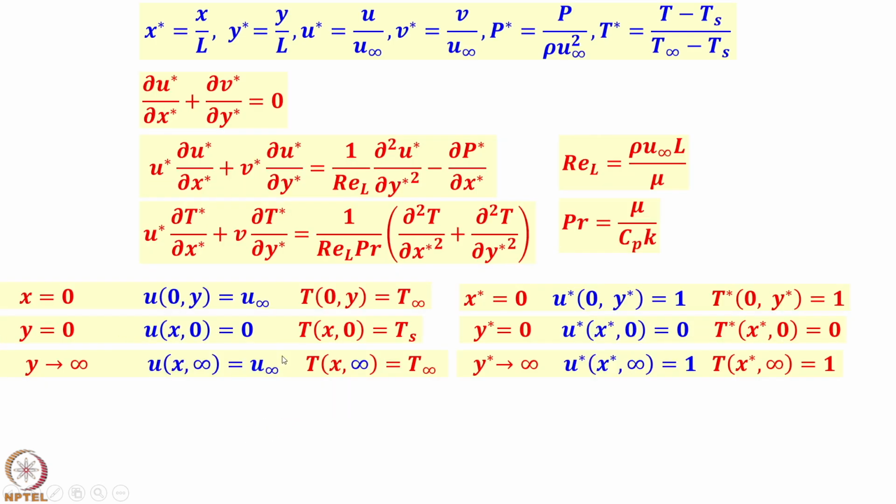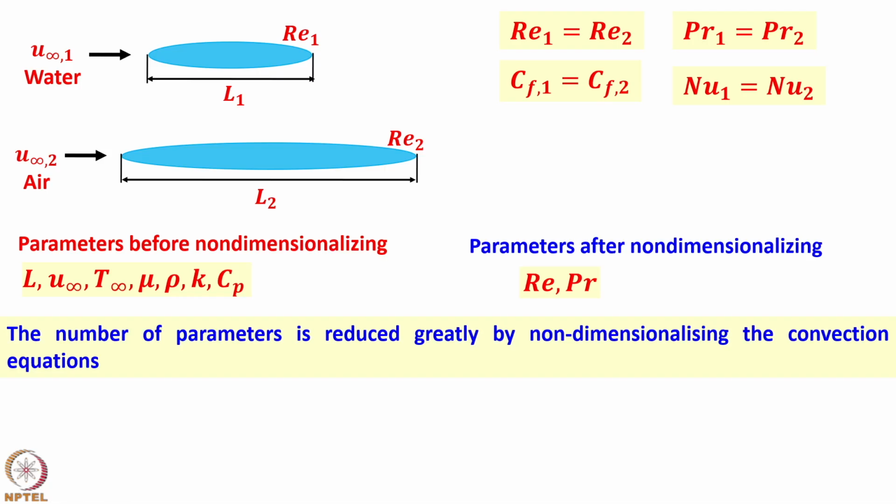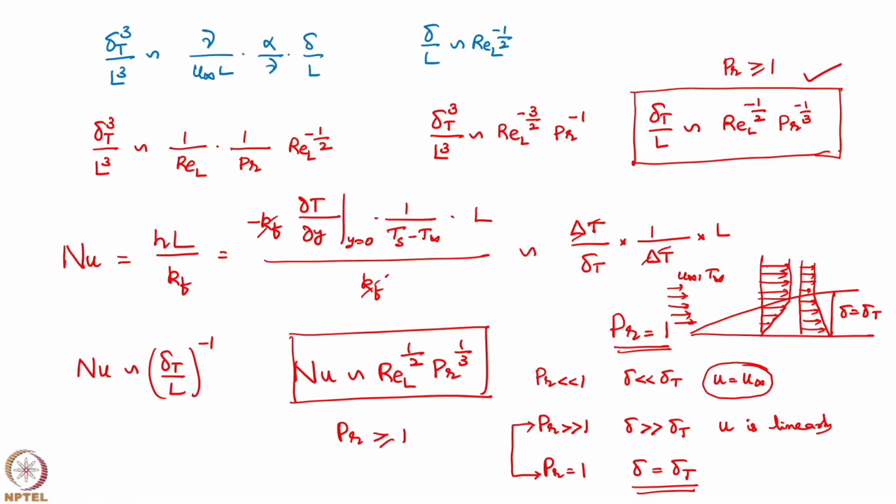So these are the equations. In the momentum equation you get Re_L, where Re_L is rho u infinity L by mu, and when you non-dimensionalize the energy equation, you get Re_L and Pr. Now the question is, can I use the result of one fluid for the other fluid? Yes, I can use it, provided I keep the non-dimensional numbers the same.